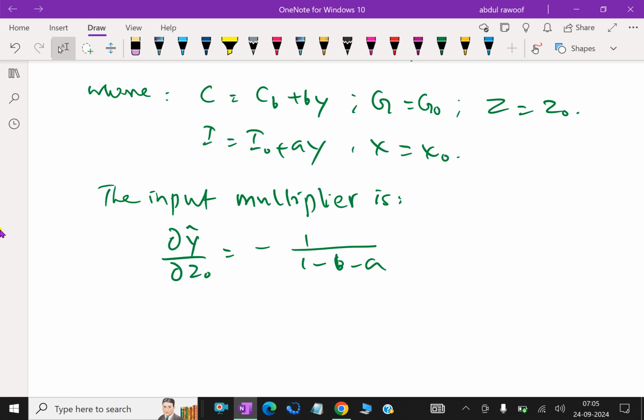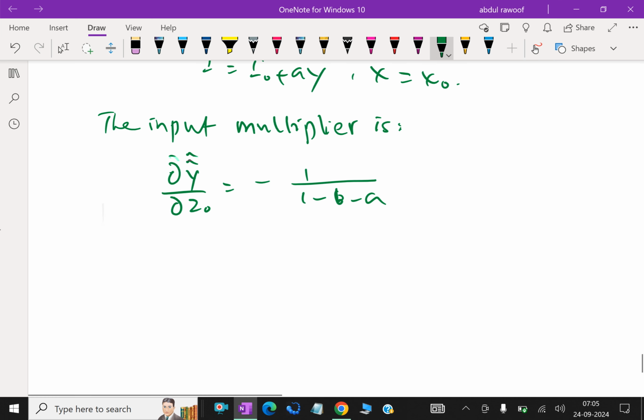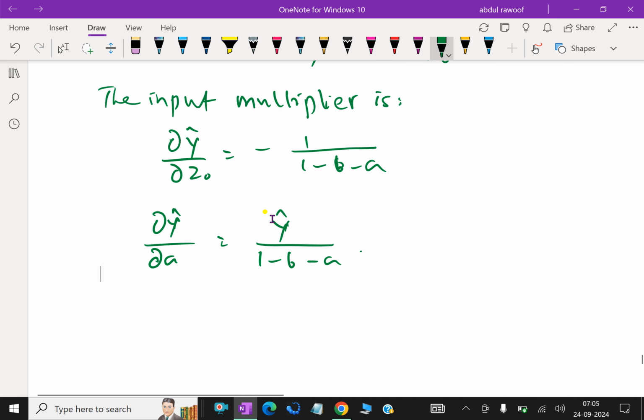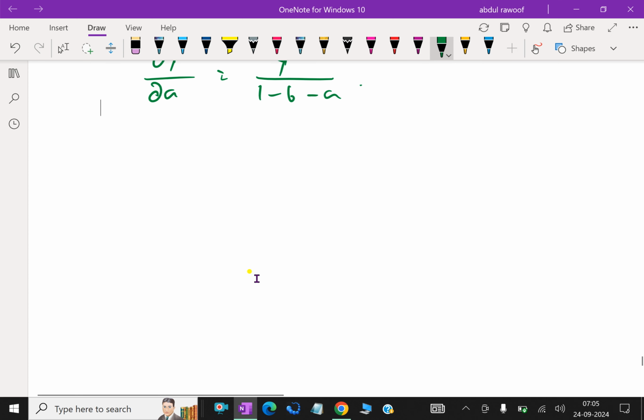And ∂y can also be expressed in terms of ∂y over y a equals y bar over 1 minus b minus a. In problem solving, we'll see these things in detail.